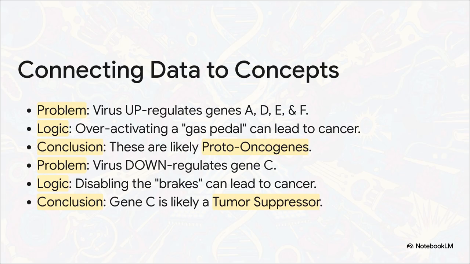Now, what about gene C? The virus downregulated it. What happens if you cut the brake lines on a car? Again, uncontrolled acceleration. By disabling the brakes gene, you get uncontrolled growth. So gene C must be a tumor suppressor. See how the logic works?